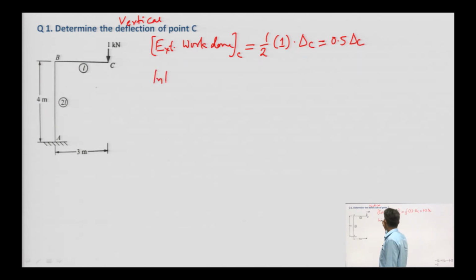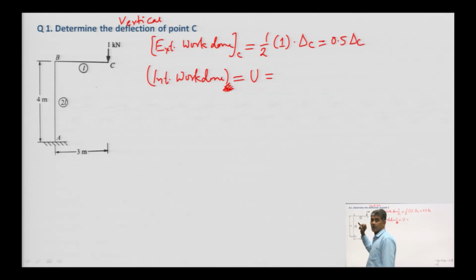Internal work done is the total strain energy. External work done is calculated because we are applying the load, and we are calculating the deflection, the deformation, at this point. So, external work done is at this point, and we need to find the internal work done in the entire system, not at point C.